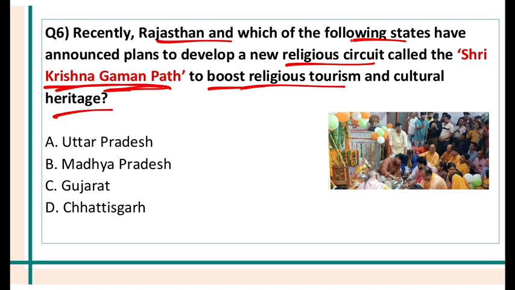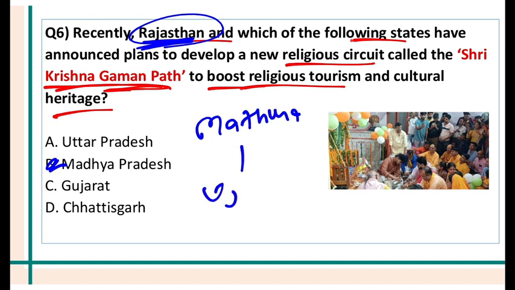So in a significant move to boost religious tourism, Shri Krishna Gaman Path has been announced, and it will be implemented by 2 states, Rajasthan and Madhya Pradesh. The answer is Madhya Pradesh. Shri Krishna Gaman Path. So what will they do? Well, they will connect the birthplace of Lord Krishna, which is Mathura, right? And they will also connect Ujjain, which is a city of Mahakaleshwar in Madhya Pradesh, on the bank of the Shipra River.